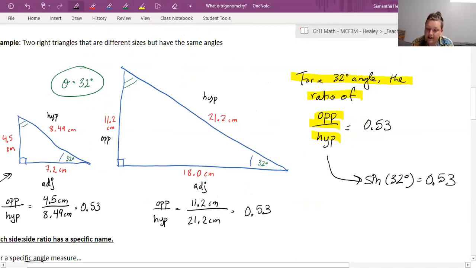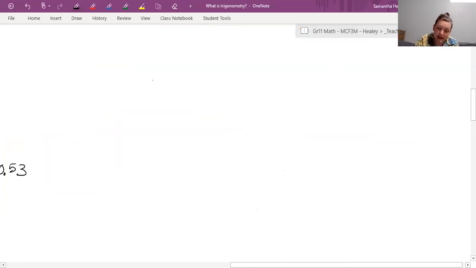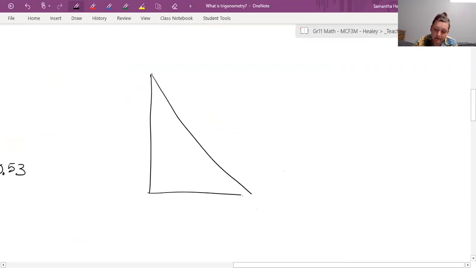So what we're saying here is sine, remember, means the ratio of the opposite side over the hypotenuse side. So the word sine, that's what it stands for. And then this 32 degrees in brackets is saying that's only true for a 32-degree angle. And we could check that if we use another triangle. Let's say we make this triangle right here, and this is now a 51-degree angle.